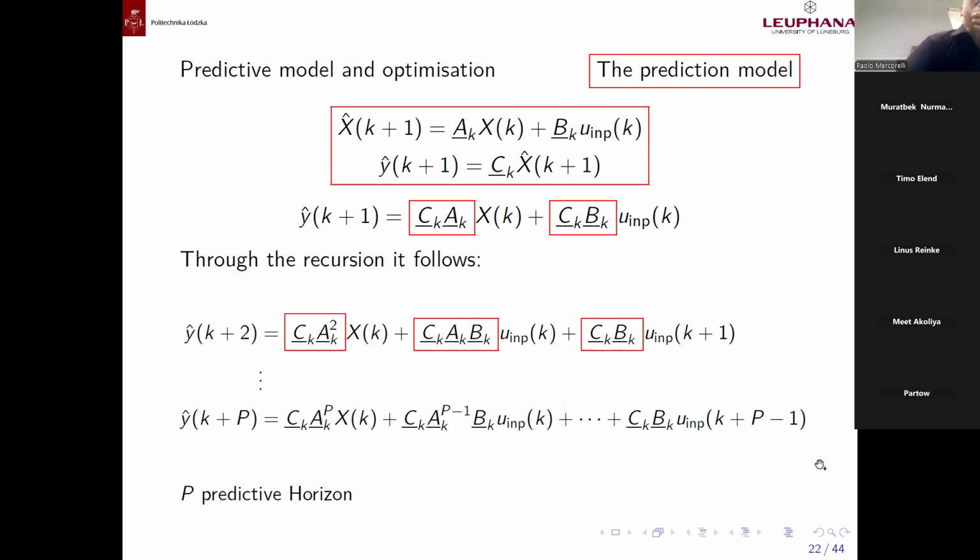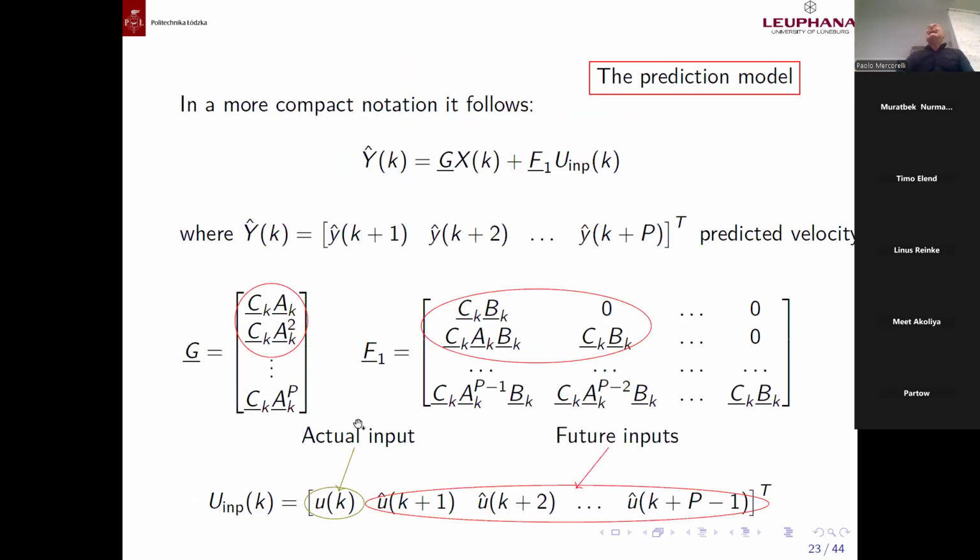And I can proceed until P, in which P is the predictive horizon. Of course, we can stop 1, we can stop 2. P is what I have at disposition. Of course, ideally, it should be nice if I can predict until the end of the process. But this is extremely expensive. We will see why, also with MATLAB. Let me go ahead.